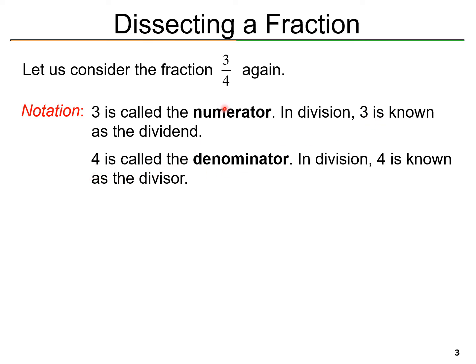4 is called the denominator. The denominator is the number below the horizontal bar. In division, 4 is known as the divisor. So the numerator is the number above the horizontal bar. The denominator is the number below the horizontal bar.